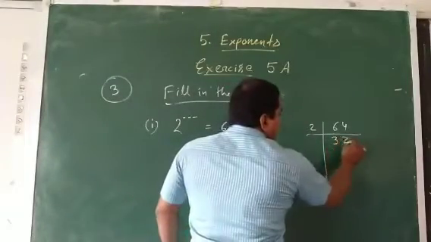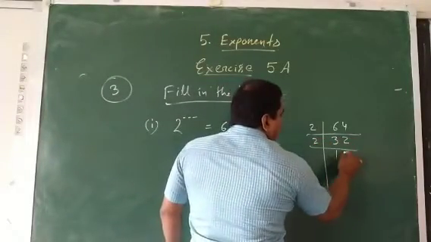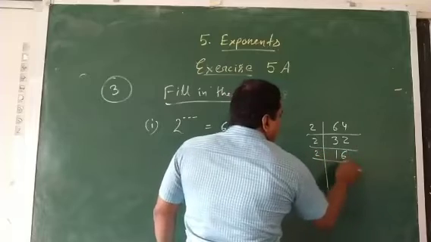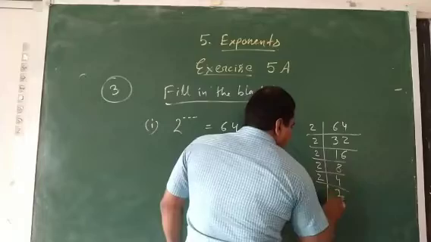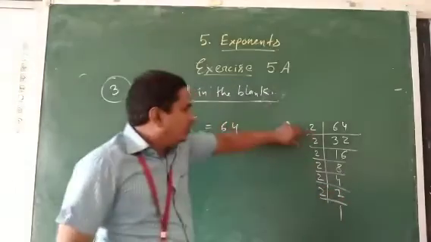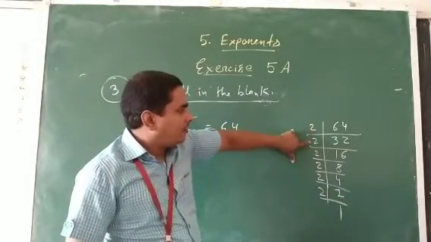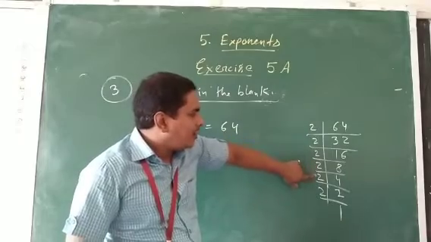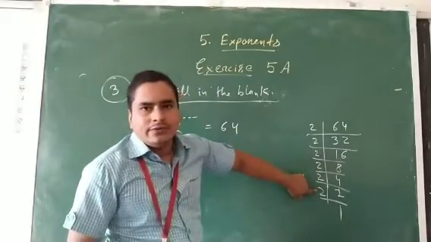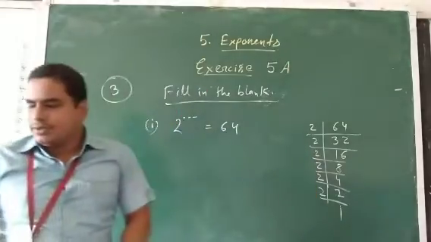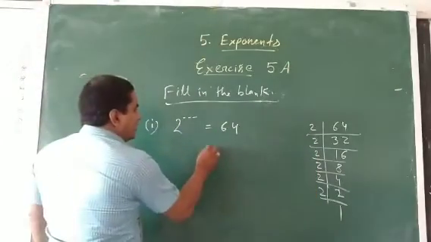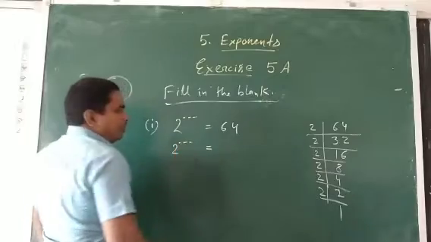2 threes are 6, 2 twos are 4, then 2 ones are 2. 2 sixes are 12, 2 eights are 16, 2 fours are 8, 2 twos are 4, and 2 ones are 2. So 2 twos are 4, 2 fours are 8, 2 eights are 16, 2 sixteens are 32, 2 thirty-twos are 64. How many times? 1, 2, 3, 4, 5, 6. 6 times. Okay. So you can write this as 2 to the power dash.